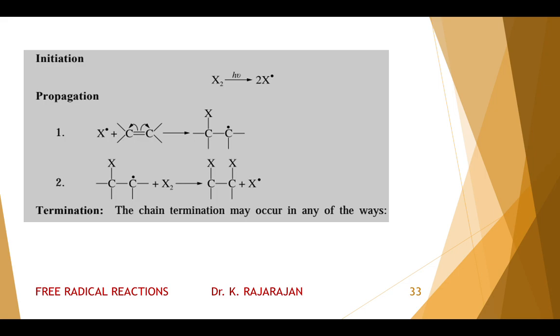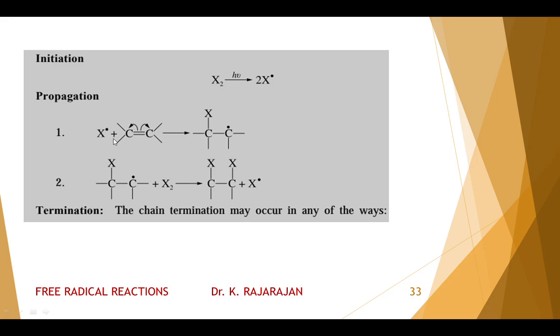In initiation, the X2, when it is exposed to photochemical radiation or sunlight, will give two free radicals like this. That is, X2 giving 2 X free radicals. And the propagation follows like this. They form a free radical X.